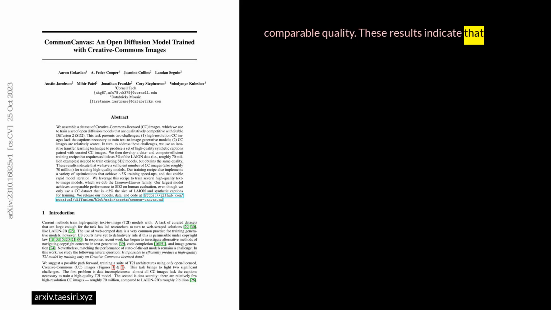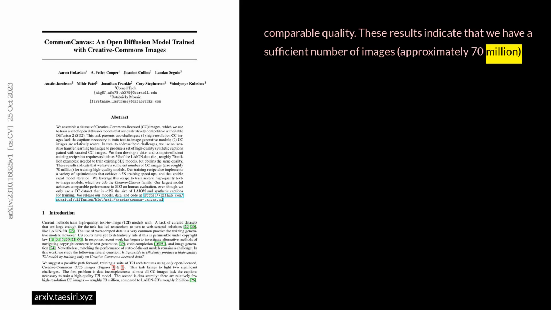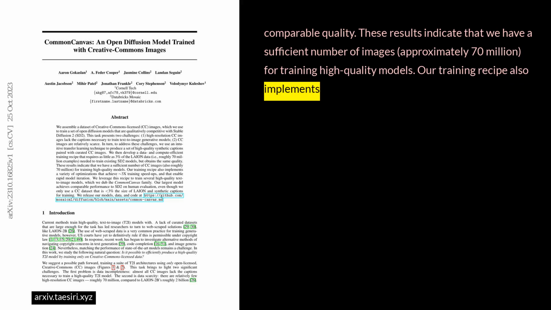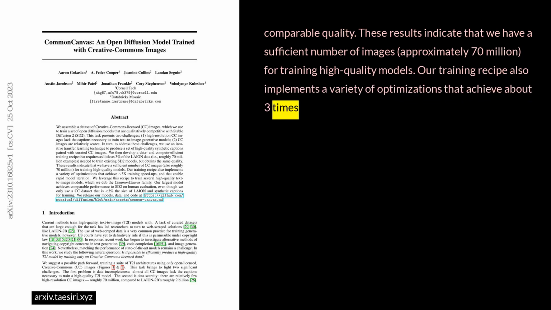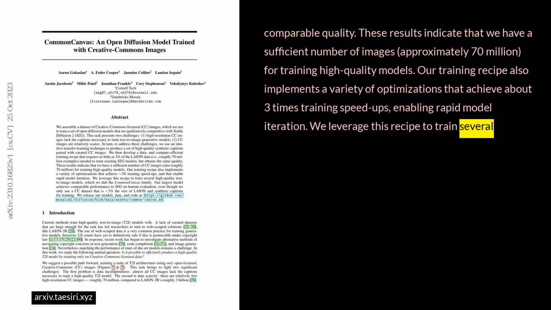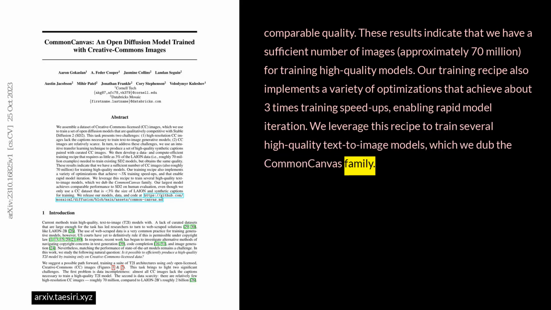These results indicate that we have a sufficient number of images, approximately 70 million, for training high-quality models. Our training recipe also implements a variety of optimizations that achieve about 3 times training speedups, enabling rapid model iteration. We leverage this recipe to train several high-quality text-to-image models, which we dub the CommonCanvas family.